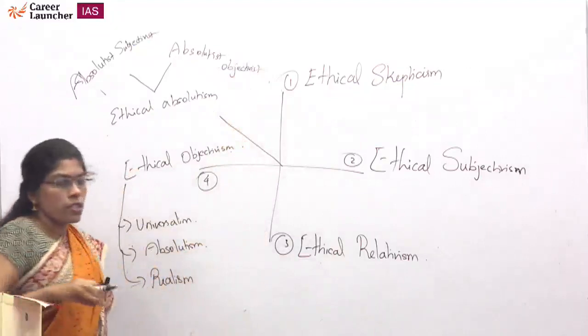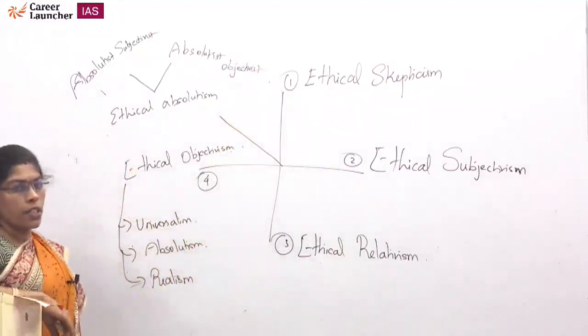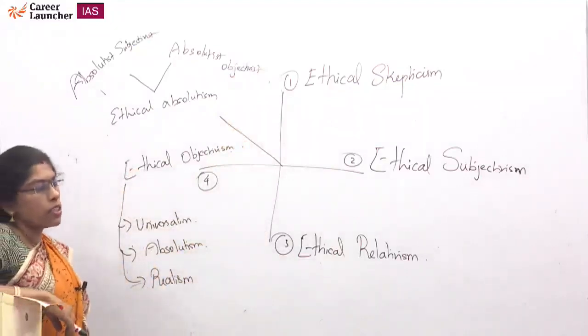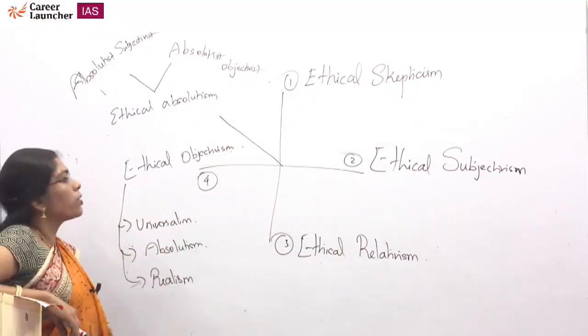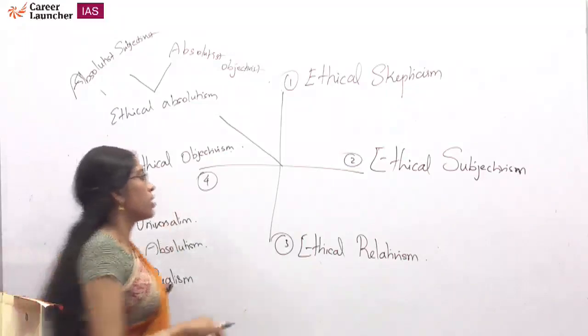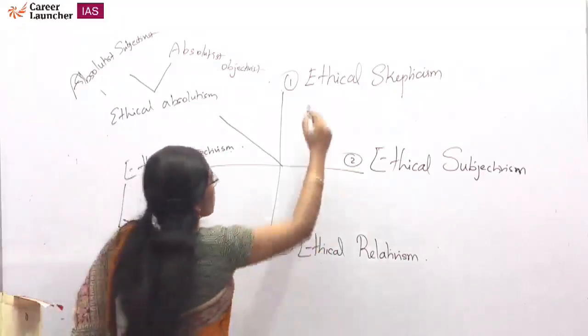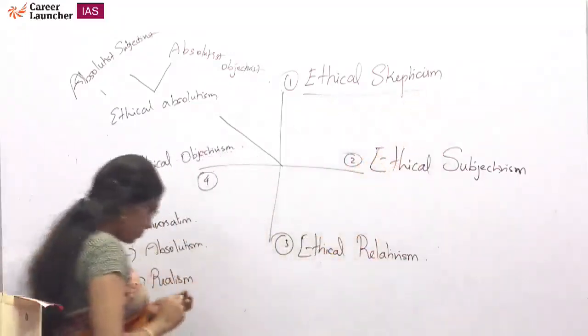These are mere definitions. Whenever you take any book they will just give a definition and you can't even remember that. Now we will explain each and everything with an example so that you will remember it better, and I will give the definition for you to take down later. So what is ethical skepticism? From the name, anyone?